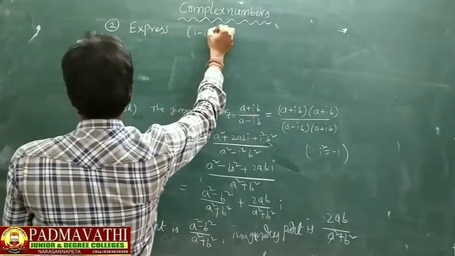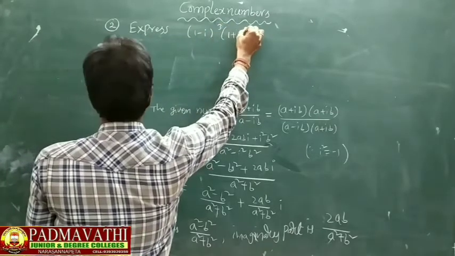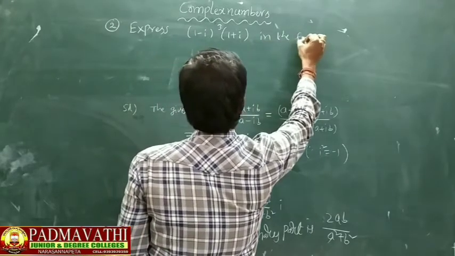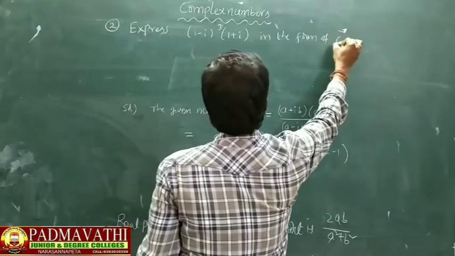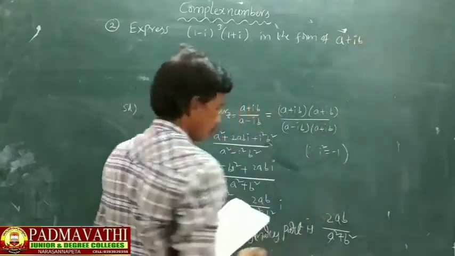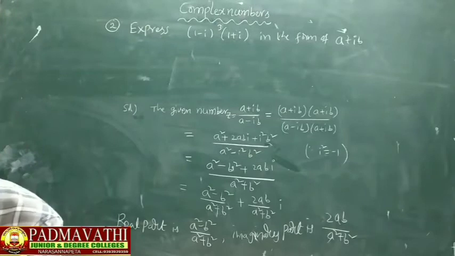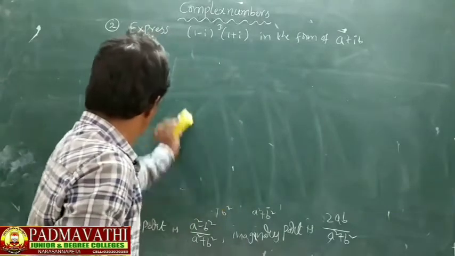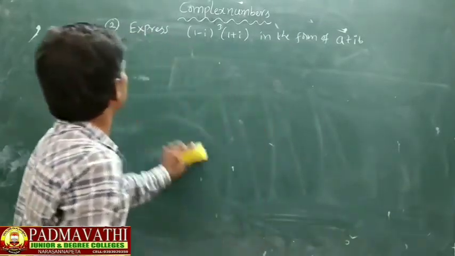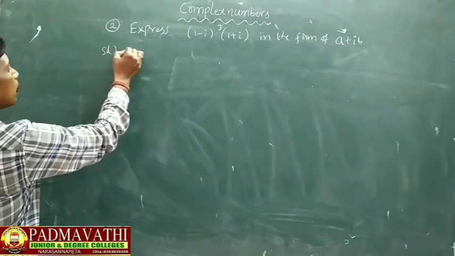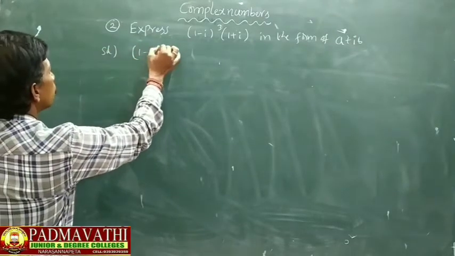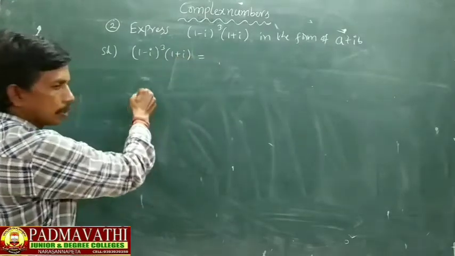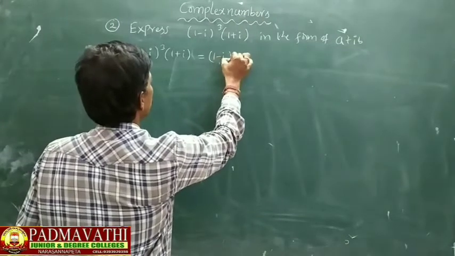1 minus i whole cube, 1 plus i, in the form of a plus ib. Okay, it is very simple. Solution: 1 minus i whole cube, multiply with 1 plus i, it is 1 minus i whole square.